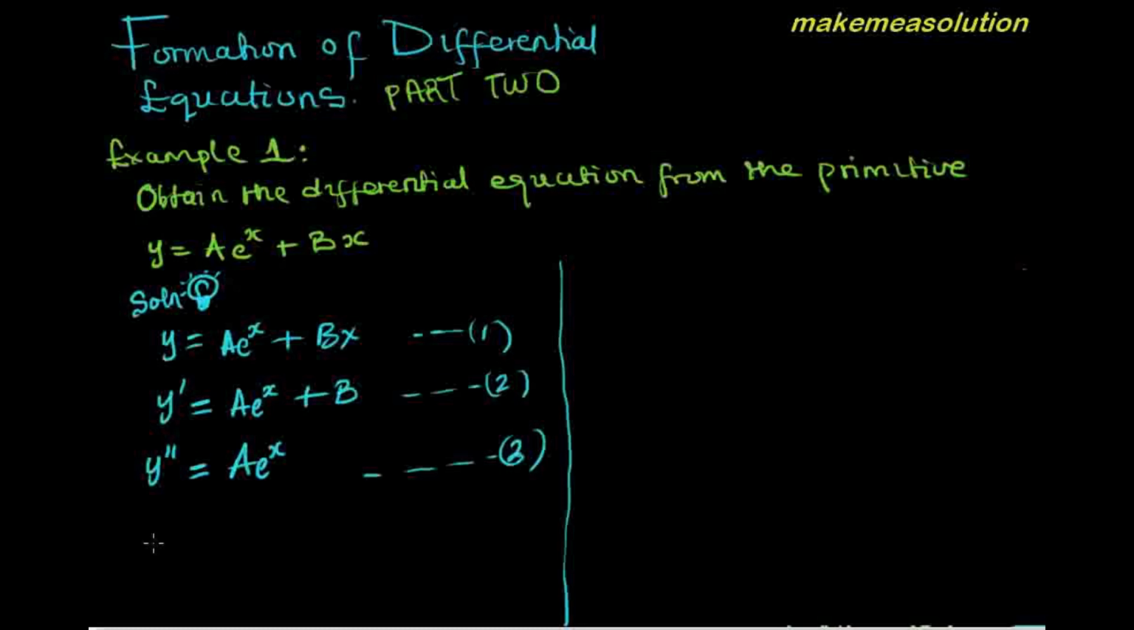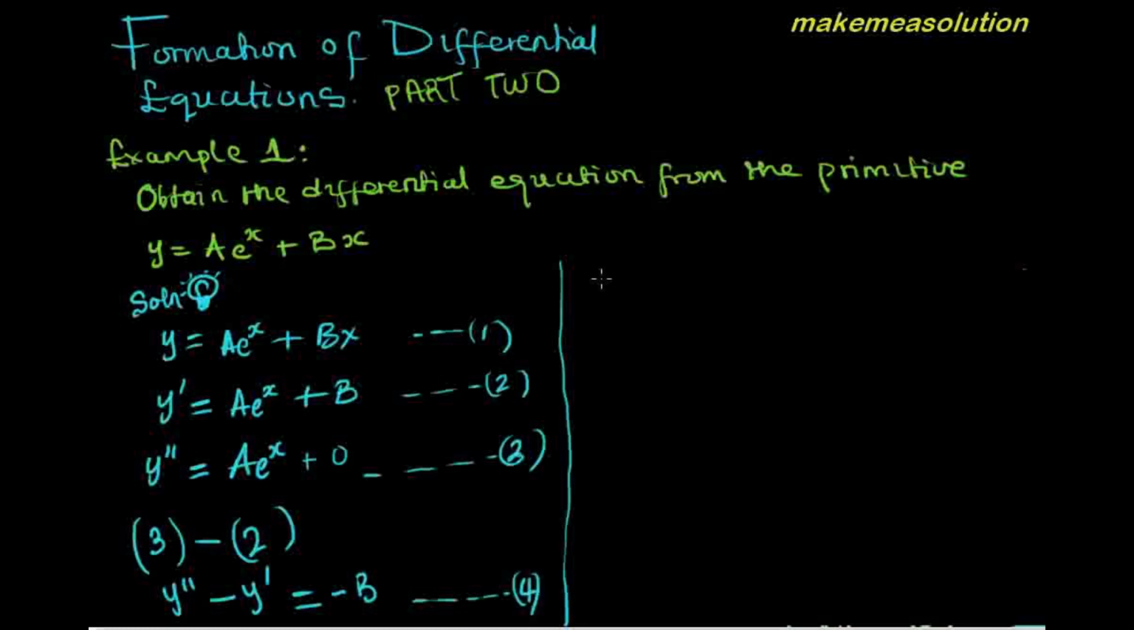Now assuming we say equation 3 minus equation 2, you're going to agree with me that we'll have y double prime minus y prime is equal to a e^x minus a e^x is 0, and 0 minus b is minus b. So this is equation 4.